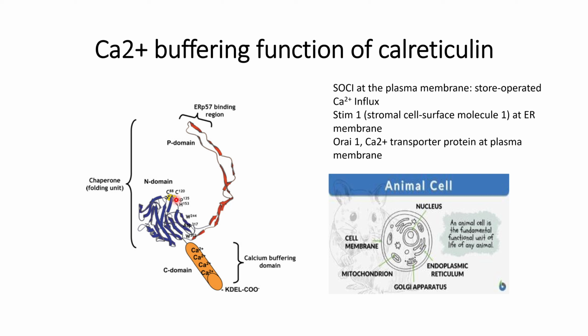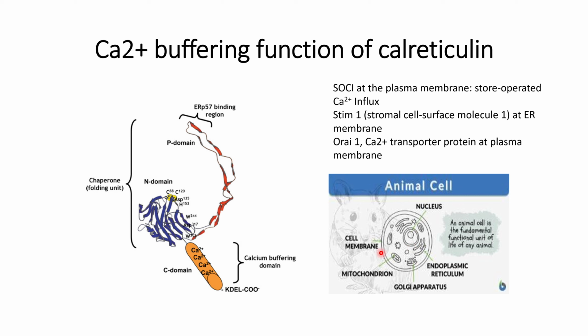And the affinity is also increased. Here the affinity is around 2 nanomolar, and here the affinity might increase to around 10 nanomolar. So the release of Ca2+ is much easier in the case of the C domain than in the case of the P domain. And these are some of the proteins that are responsible for maintaining Ca2+ homeostasis.